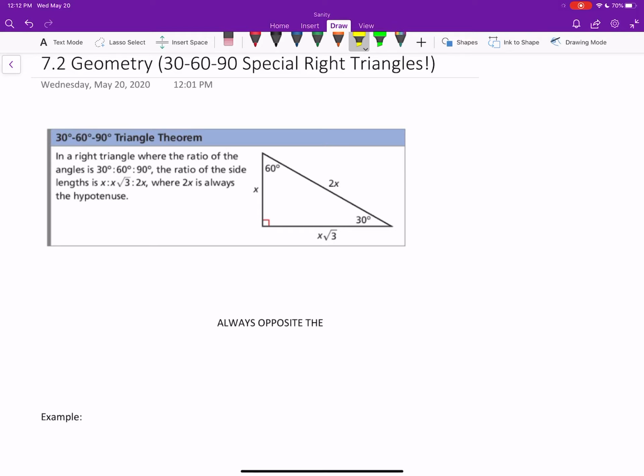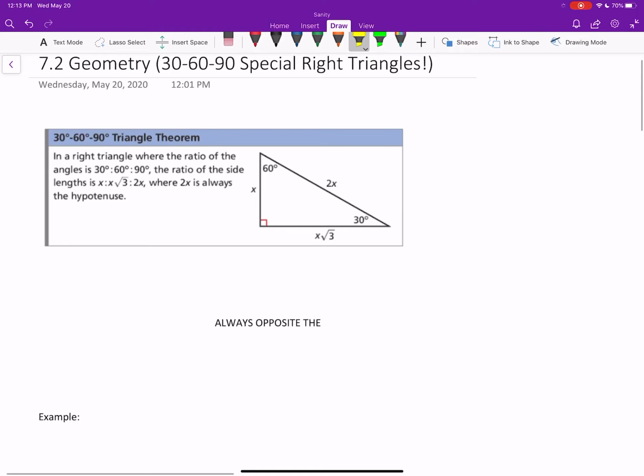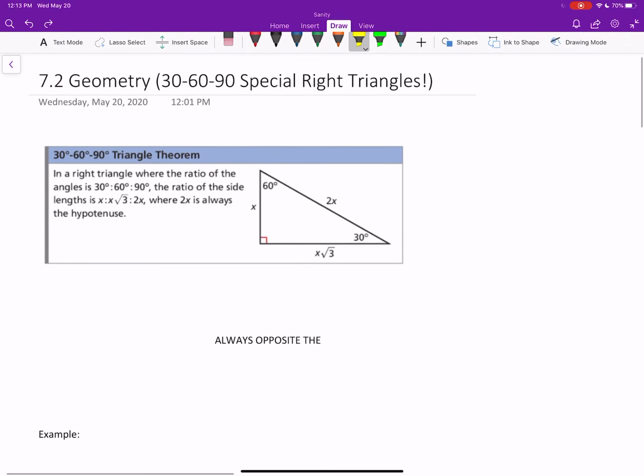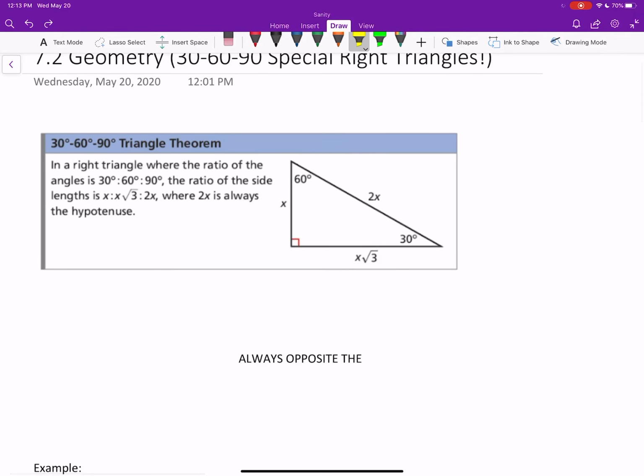So, our theorem, the 30, 60, 90 triangle theorem: in a right triangle, yes, we have our right angle right there, where the ratio of the angles is 30, 60, 90, the ratio of the side lengths is x, x times the square root of 3, and 2x, where 2x is the hypotenuse.